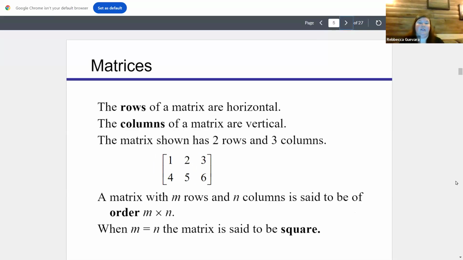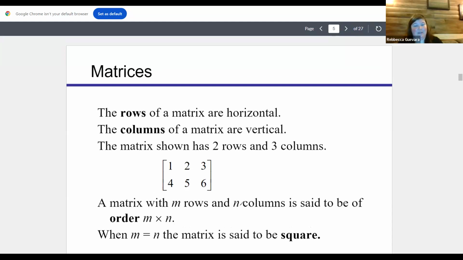The rows of a matrix are horizontal, just in case you didn't know, and the columns are vertical. This matrix below has 2 rows and 3 columns. A matrix with m rows and n columns is said to be of order m by n. So this one would be of order 2 by 3: 2 rows, 3 columns.